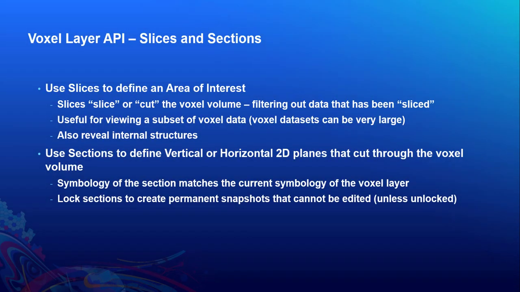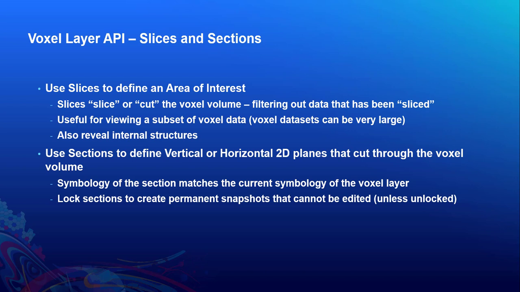Let's look at slices and sections. Slices are used with voxel layers to define an area of interest. A slice slices or cuts the voxel volume, essentially filtering out the data that has been sliced. This can be useful for viewing a subset of the voxel data, especially when the voxel datasets are large. Slices also have the added benefit of revealing the internal structures of the voxel volume.